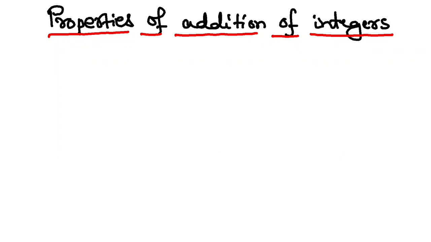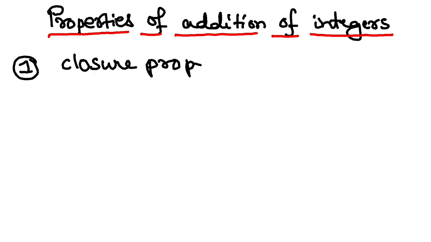Hello students, let us learn the properties of addition of integers. Basically you have to learn 6 properties, so let's deal with them one by one. The very first one is the property of closure. The meaning of the term closure is closed.